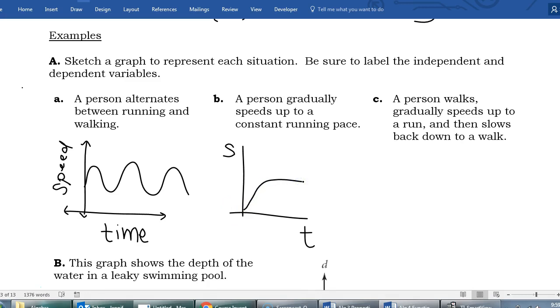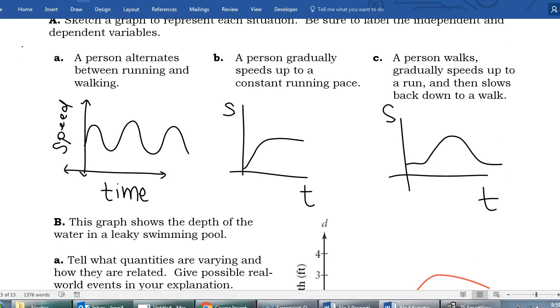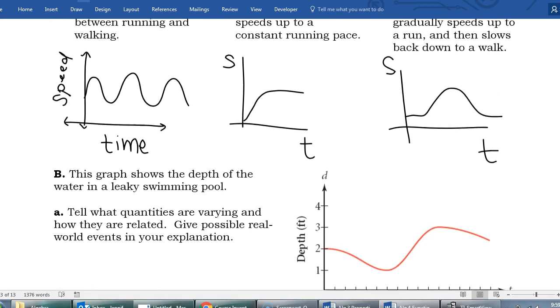The last one says a person walks, speeds up to a run, and then slows down to a walk. So we are walking, we're going to speed up to a run and then slow back down to a walk. The point of these graphs is to show where there's an increase or a decrease. We can show different rates by showing how different steepness is in the line. Constants would generally be flat.